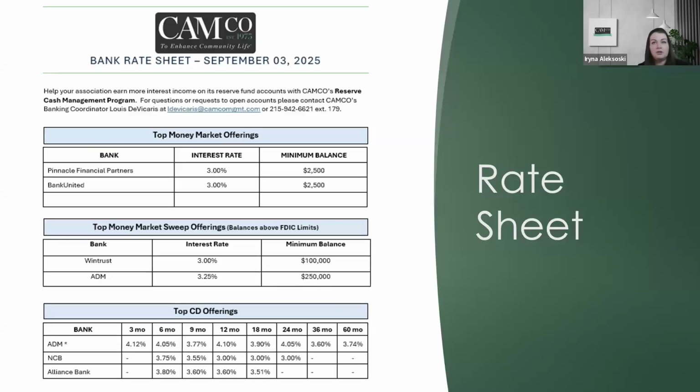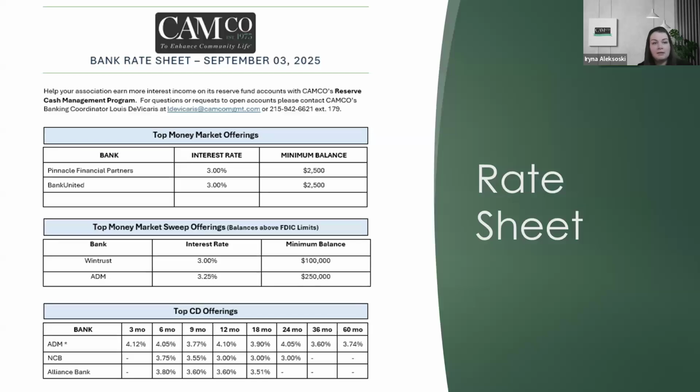You can see on the top section, the money market rates are 3% for regular money markets, and then top money market sweep offerings, where you have to have a larger minimum balance, are up to 3.25. And then if you go lower, you'll have your CD offerings. You can see, depending on the term, they go over 4%. I think 4.12 is the highest as of last week for a 3-month CD.